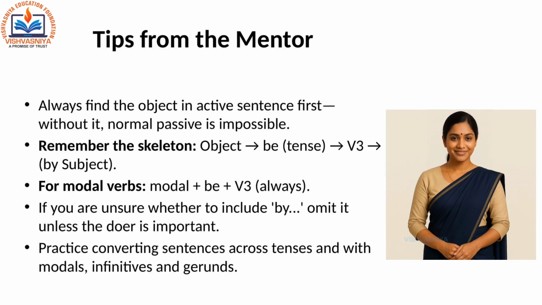Here are 5 quick tips for passive voice. Tip 1. Always find the object in the active sentence first. Without it, passive is impossible. Tip 2. Follow the skeleton: object, be, V3, by subject. Tip 3. For modal verbs, it's always modal plus be plus V3. Tip 4. If you're unsure about by, leave it out unless the doer is important. Tip 5. Practice with all tenses, modals, infinitives, and gerunds to build confidence. Keep these in mind, and passive voice will become second nature.